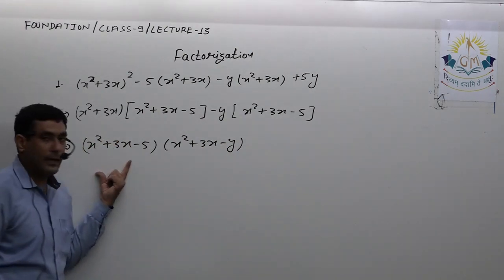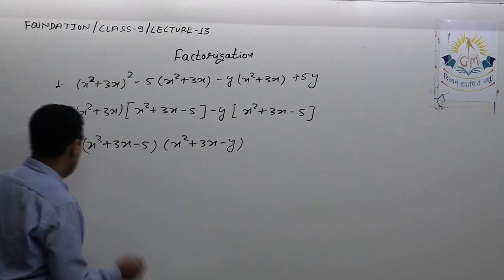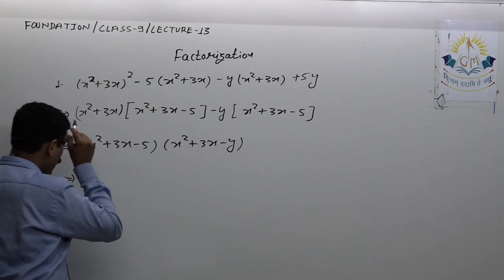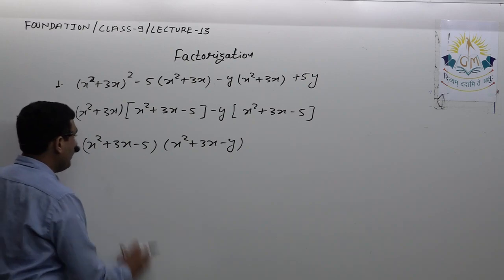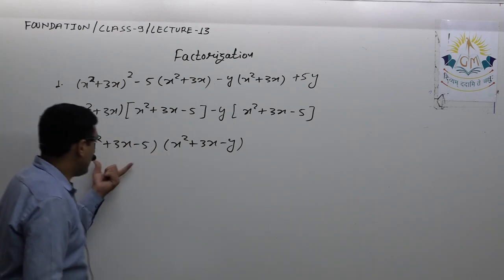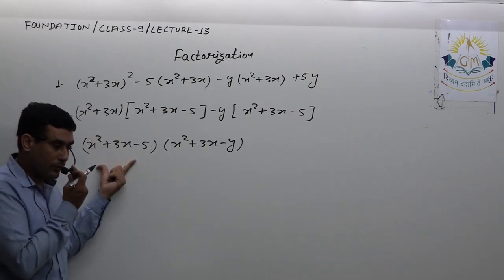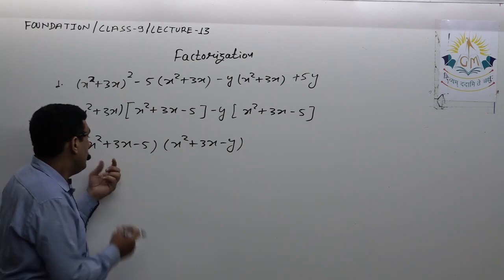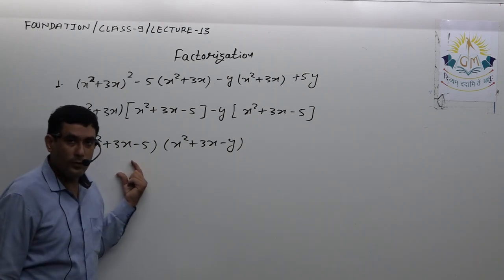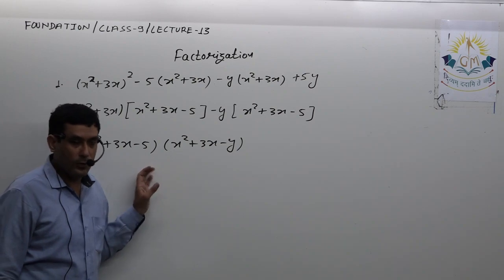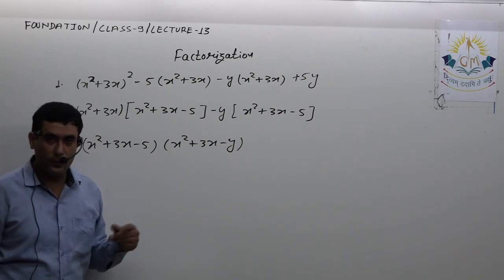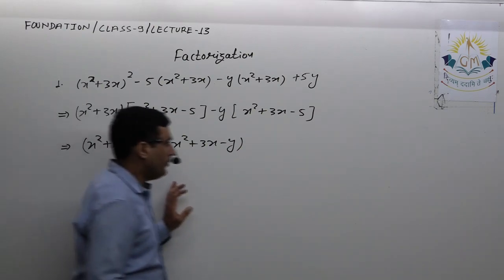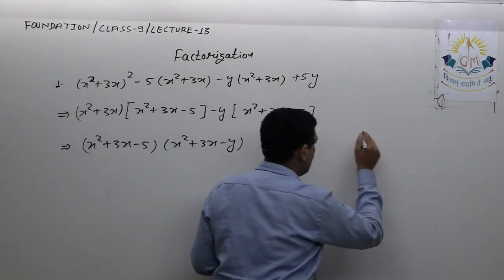Now here it is again possible to factorize this. Before I proceed, let me tell you one thing. This is a quadratic expression. I hope you understand quadratic expressions. Sometimes it is possible to factorize further, sometimes it is not possible. So how will we determine whether it is possible to factorize further or not? For that, I am giving you a very short method.